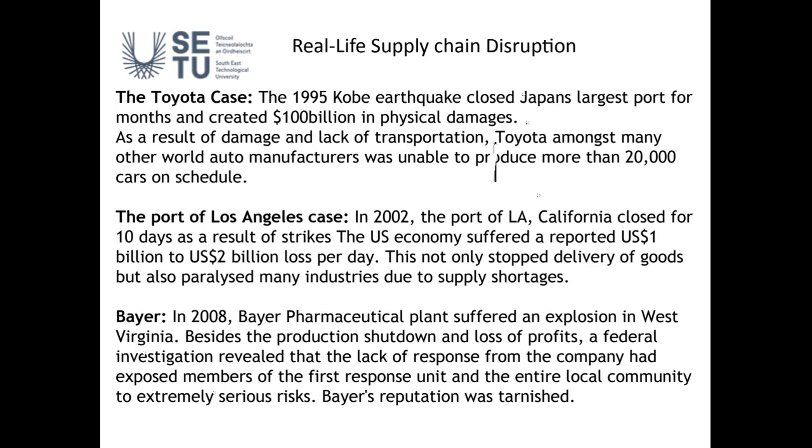The type of stuff that can cause problems to business continuity that's happened over the years. 1995, earthquake in Japan, port closed, $100 billion worth of physical damage, and transportation impacted. 20,000 cars couldn't be produced on schedule by Toyota, just one manufacturer. Los Angeles, 2002, 10-day closure due to a strike. 1 billion to 2 billion losses per day.